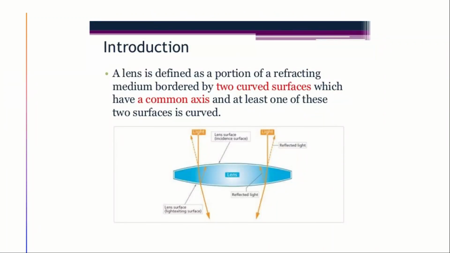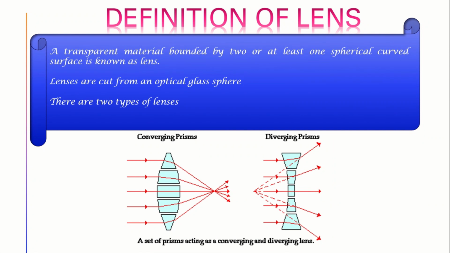Introduction. A lens is defined as a portion of a refracting medium bordered by two curved surfaces which have a common axis, and at least one of these two surfaces is curved. Let us go through a simple definition of it.